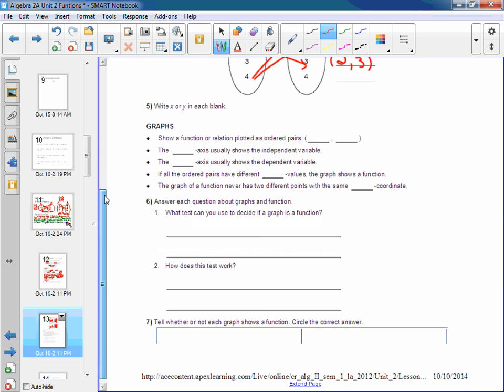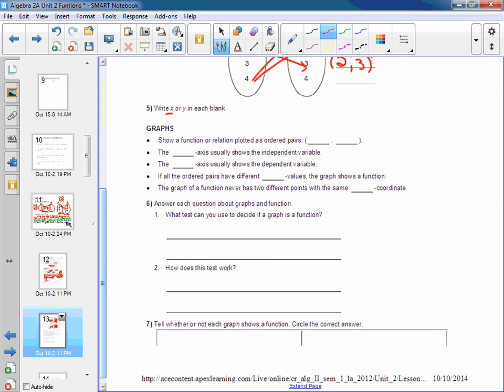Let's review the graphs, X or Y in each blank. A lot of times if you read these directions, it's not as hard as it looks. A graph shows a function or relation plotted as ordered pairs. It's always X, Y for an ordered pair. The horizontal axis usually shows the independent variable. Remember that from yesterday? X is the independent, and the Y shows the dependent. If all the ordered pairs have different X values, the graph shows a function. It has to be different X values.